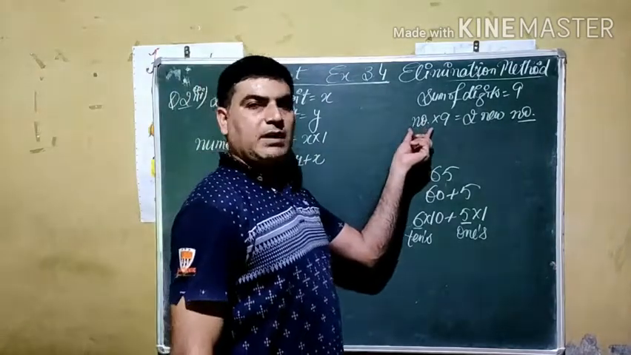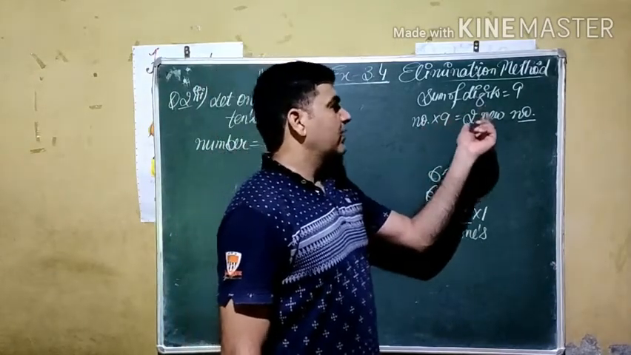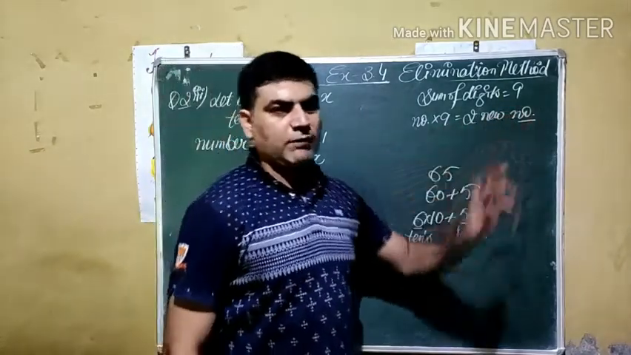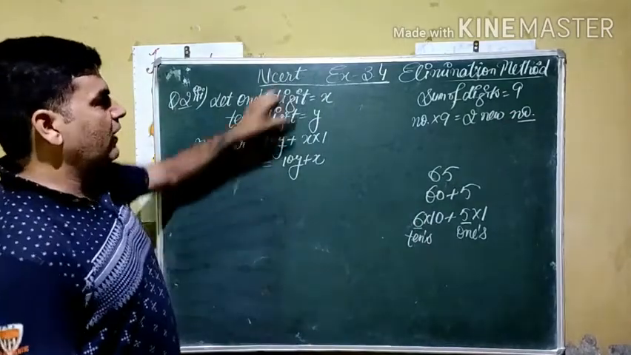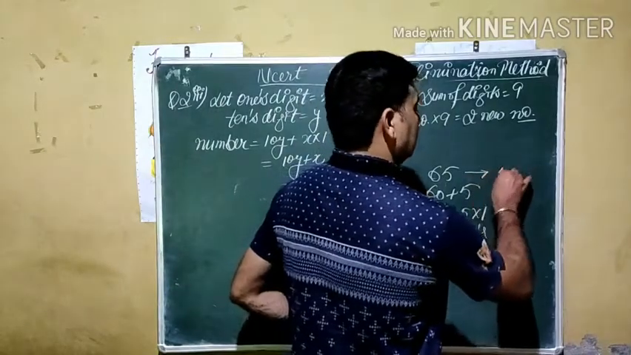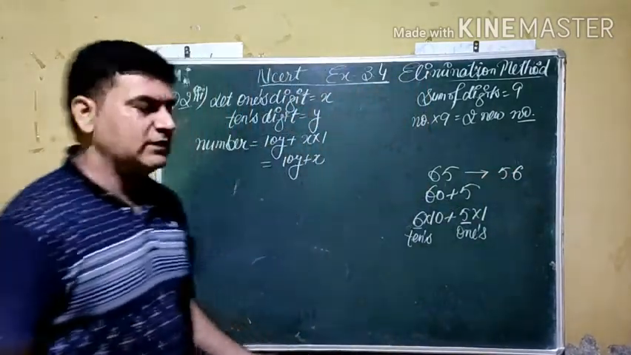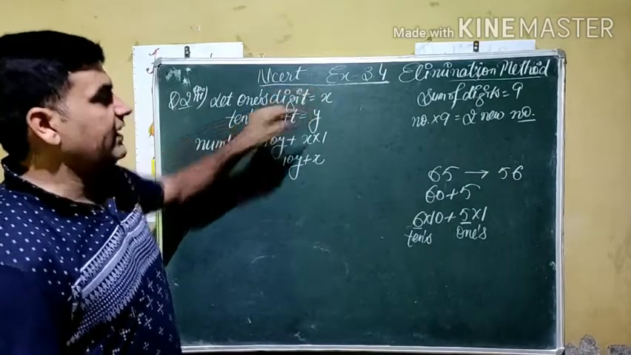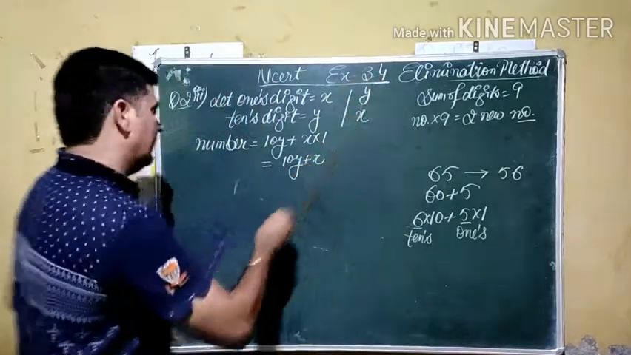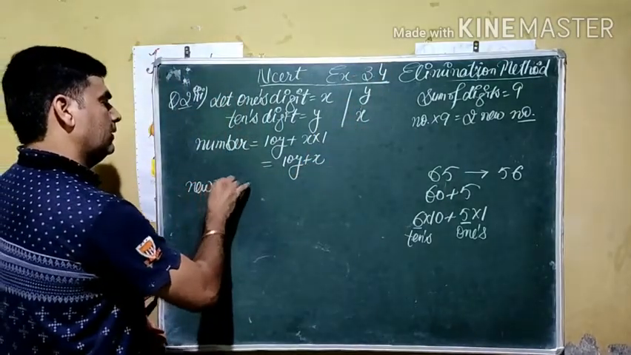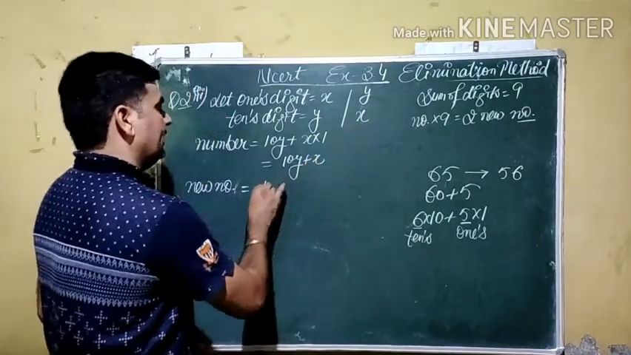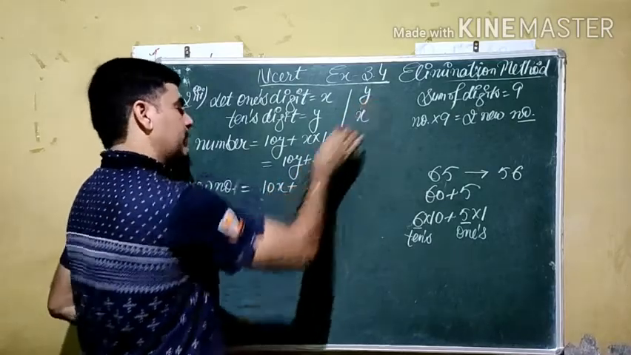What we are saying here is: number multiplied by 9. The second condition is given: if we multiply the number by 9, it becomes 2 times the new number. What is the new number? The new number is obtained if we interchange the places of the digits. Like this, 65. If we replace the digit positions, it becomes 56. So the two digits interchange, meaning on reversing, the tens digit becomes x and the ones digit becomes y. So the new number is 10 times the tens digit, now x, plus the ones digit, which becomes y.